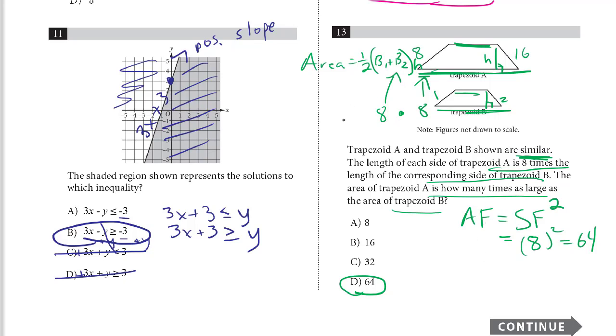So again, I'm not going to go too in depth, but we could calculate the area of one and the area of the other given the trapezoid formula. Not necessary. Doesn't matter what the shape is. The area factor always equals the scale factor squared. D is the answer for 13.